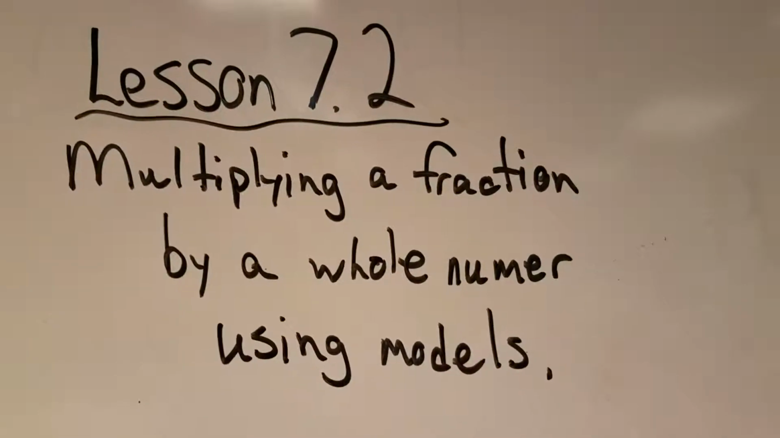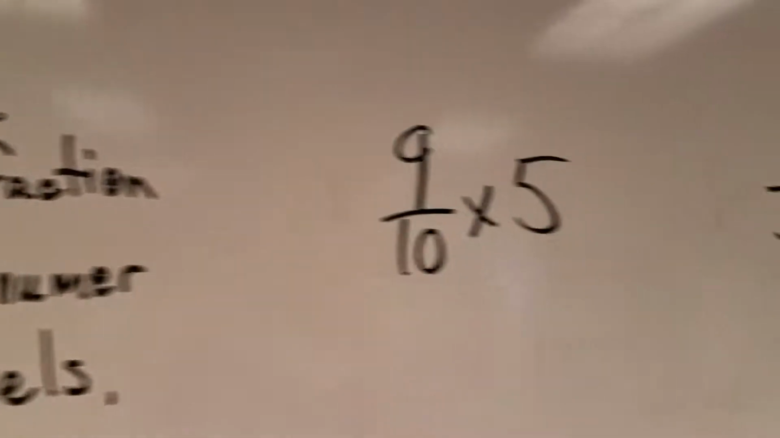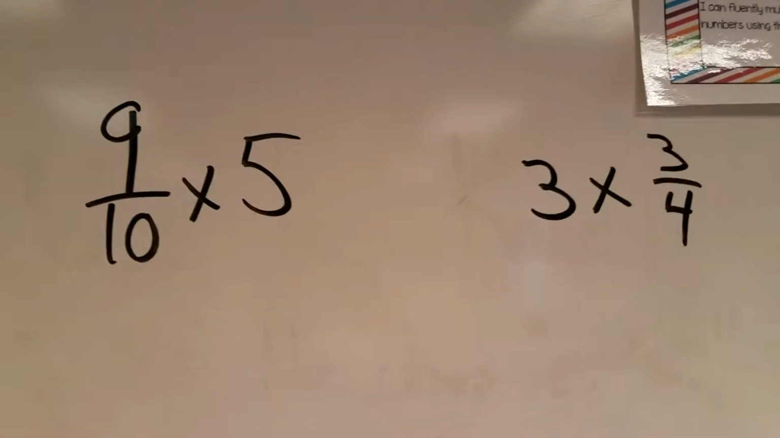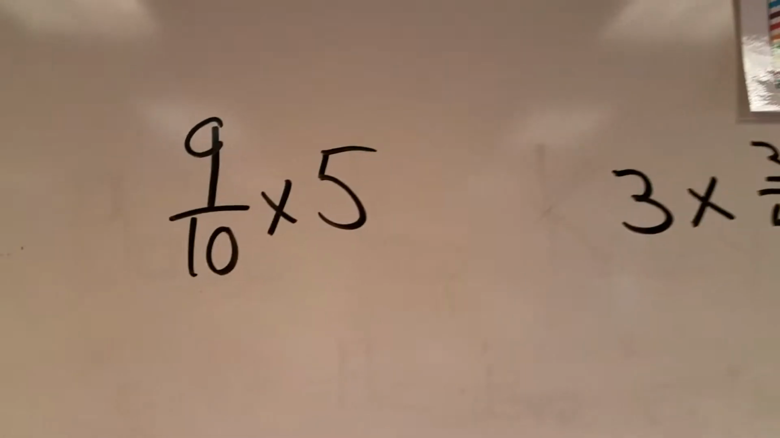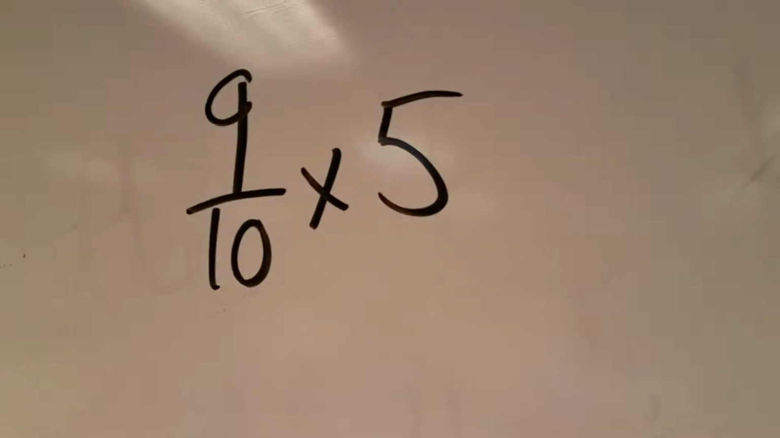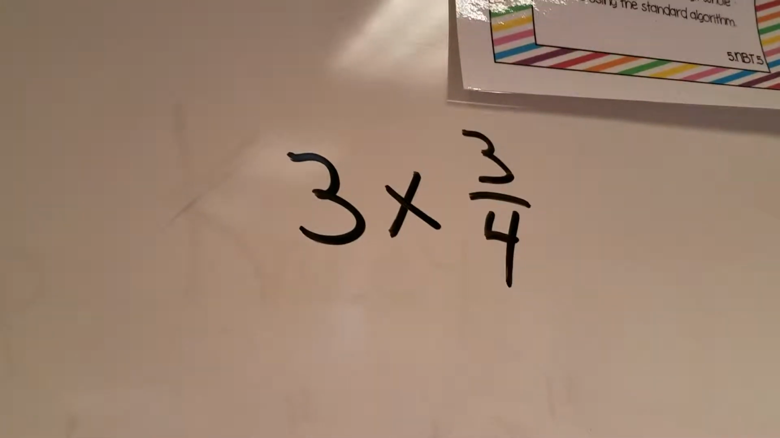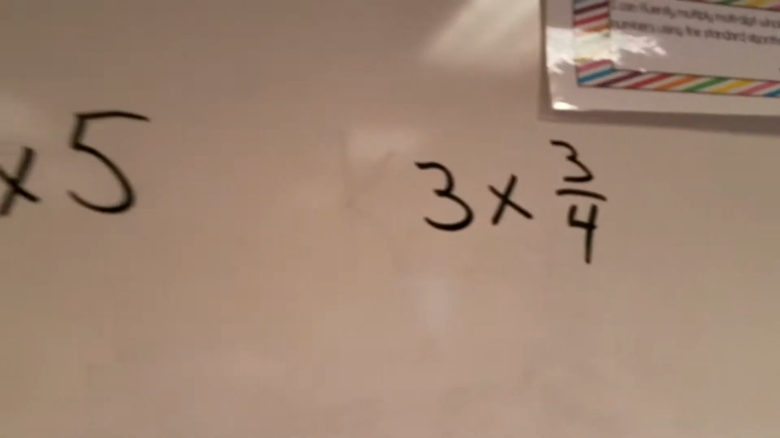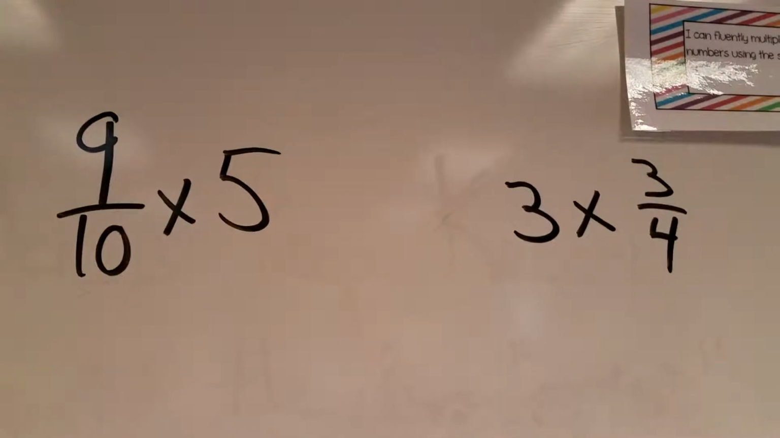Welcome to lesson 7.2, multiplying a fraction by a whole number using models. And we have two problems for you, 9/10 times 5 and 3 times 3/4. And you'll notice in this one, the fraction's first, 9/10 times 5. And in this one, the whole number's first, 3 times 3/4. Now, keep that in mind because that is going to come into play depending on which model that we use.